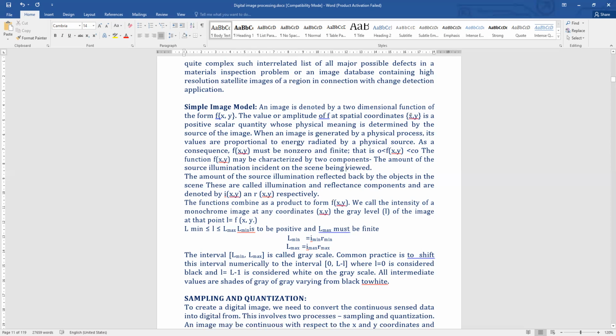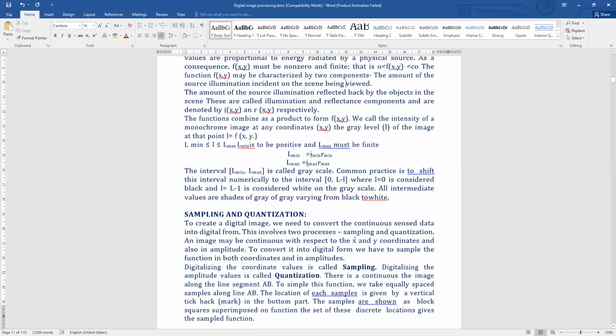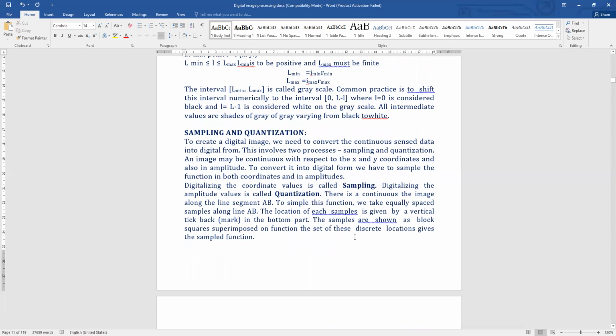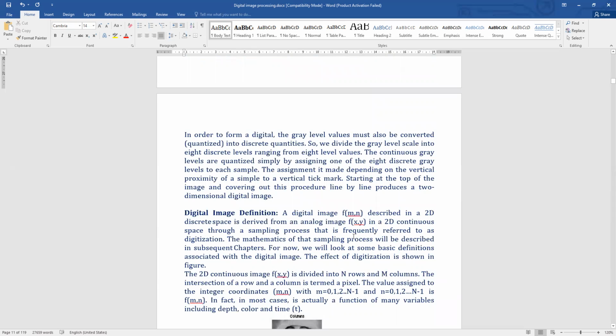In this image we took a two-dimensional image with spatial coordinates x and y. After that, taking them as non-zero, we consider values from a minimum to a maximum, and then we define grayscale images. Fine. So sampling and quantization: digitalizing the coordinate values is called sampling, and we use it with quantization. The image is continuous. The location of each sample is given by vertical tick marks, and the samples are shown on the block. We can divide the gray level scale into 8 discrete levels, and the assignment is made depending upon the vertical proximity.